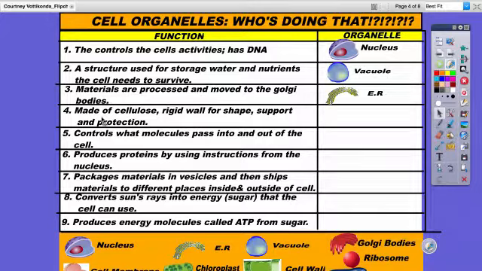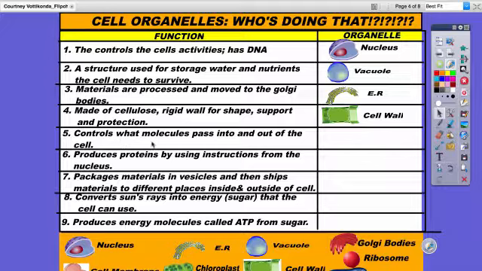Made of cellulose, rigid wall for shape, support and protection. The answer is cell wall. And don't forget that the cell wall is only found in plant cells. They're not in animal cells. Let's go on to number 5.